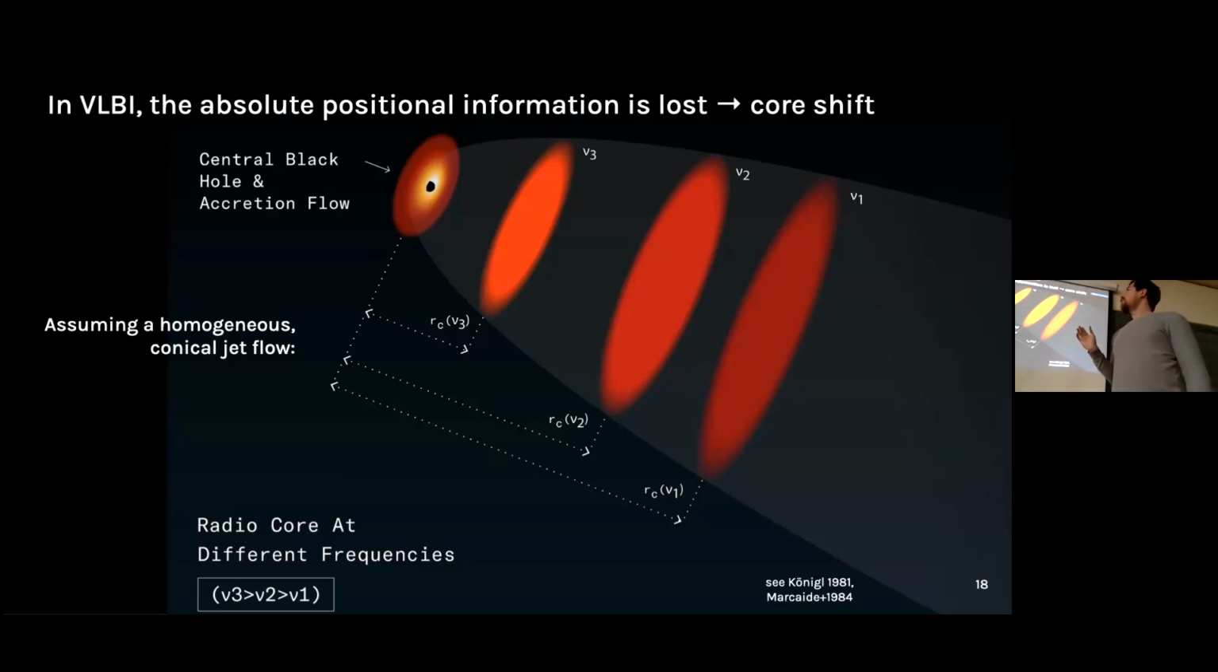What we can do is assume that we have a homogeneous and conical jet, like I'm showing here. Depending on the frequency, the core that we see, which is not the actual black hole location because of opacity effects, we see at a distance from the real core, which is the cartoon at the top. So if we have a low frequency observation, it will be further away. The higher the frequency, we see the core closer to the real location. And again, this is because of opacity. It's not something real.